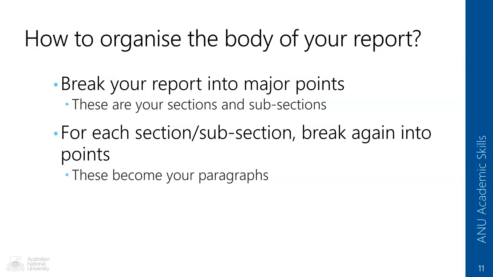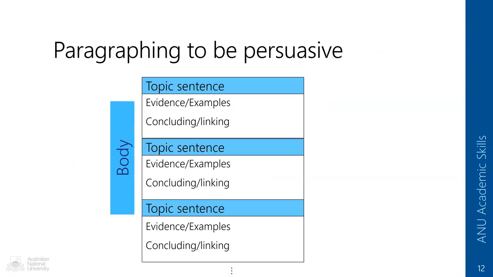For each section or subsection, break the argument of the section again into points. These become your paragraphs. Paragraphs have a structure that helps to carry the line of argument or the key message. Each paragraph should contain one main idea. It develops that idea in 3 parts, with a topic sentence, supporting sentences, and a concluding or linking sentence. Topic sentences map the structure you've planned. Topic sentences should indicate the key point and argument of the paragraph, and they don't usually contain quotes or references.